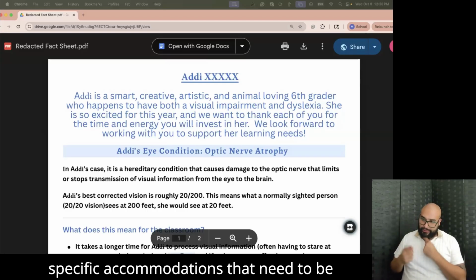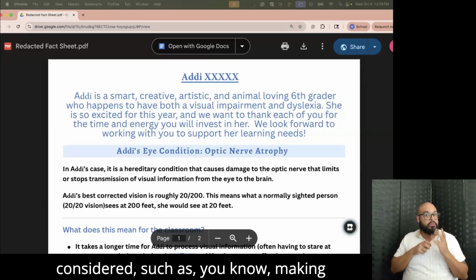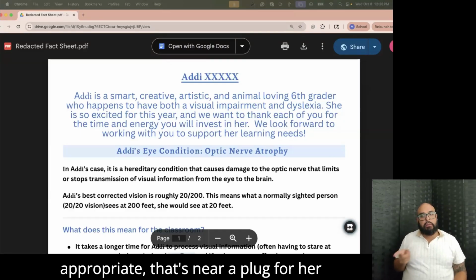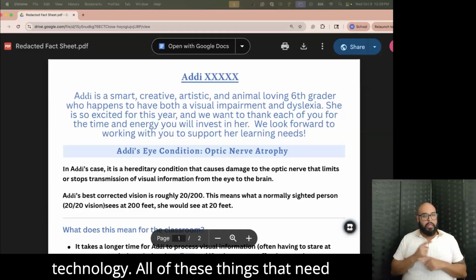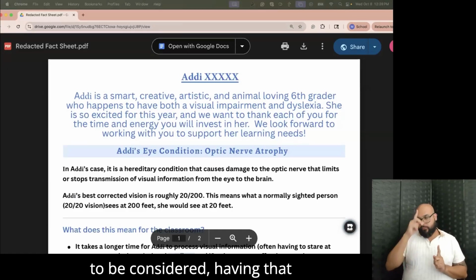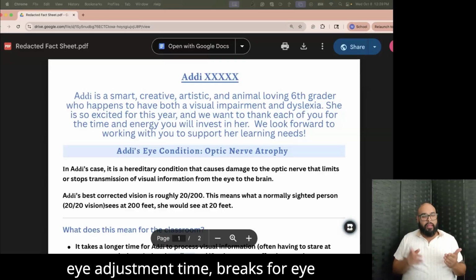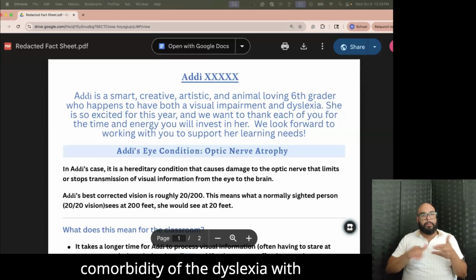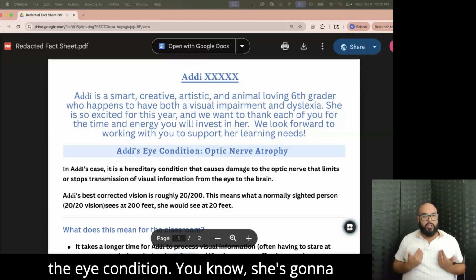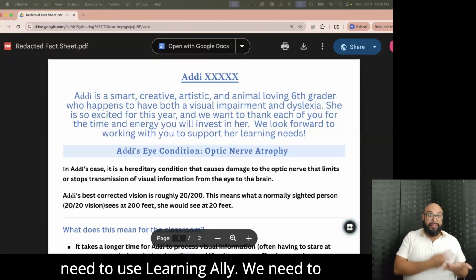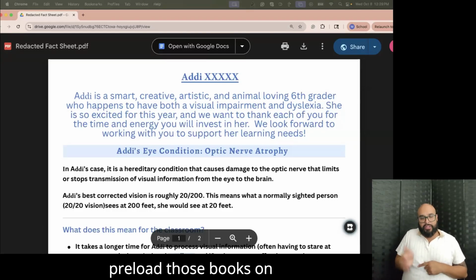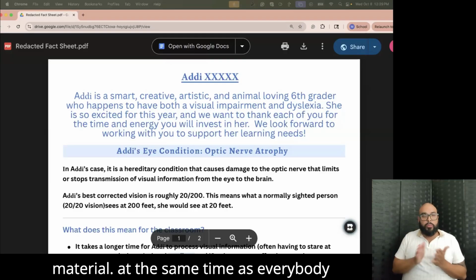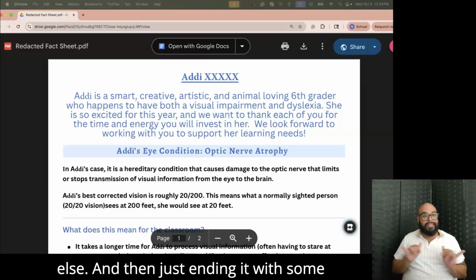And then specific accommodations that need to be considered, such as making sure she's seated in a place in the classroom that's appropriate, that's near a plug for her technology. All of these things need to be considered, having that eye adjustment time, breaks for eye fatigue, things of that nature. But the comorbidity of the dyslexia with the eye condition, she's going to need to use Learning Ally. We need to preload those books on her device so she has access to the material at the same time as everybody else. And then just ending it with some resources.